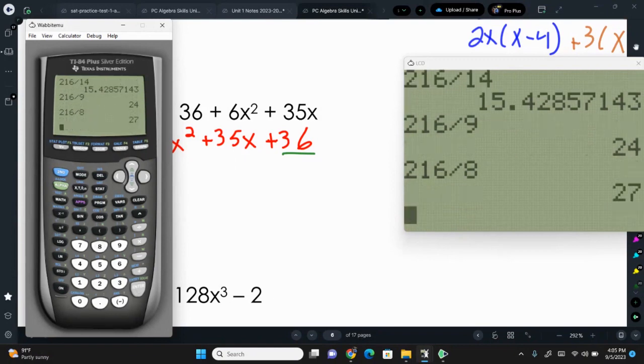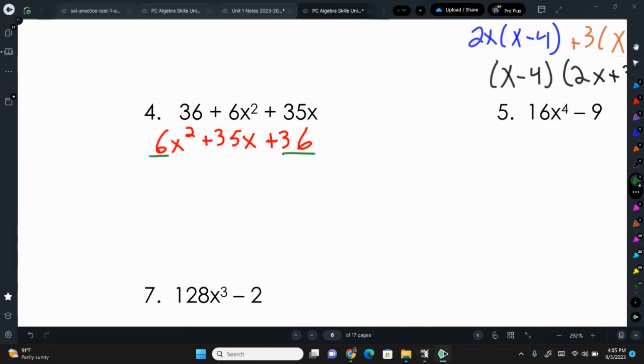Maybe 8. 8 plus 27, that does give us 35. So we need to break that up into 8x plus 27x. So 6x squared plus 8x plus 27x plus 36. Because if I were to add these two, it should go back to 35x.